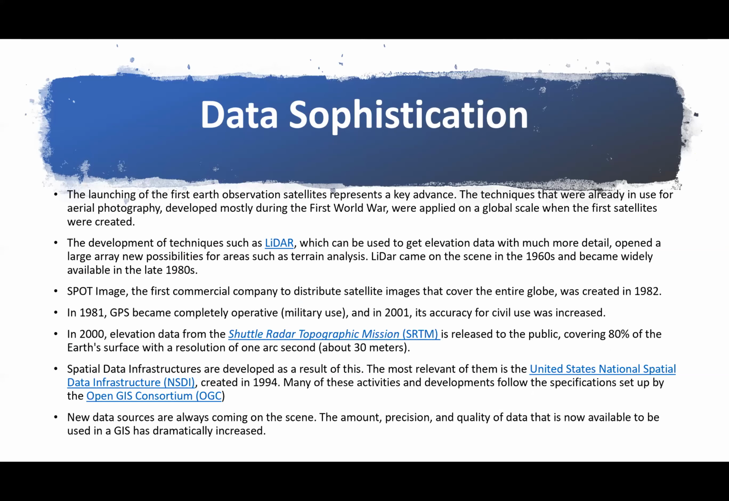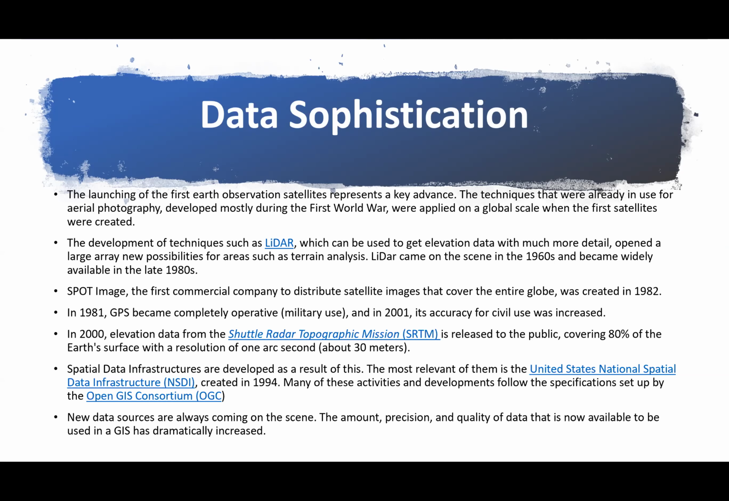But the launching of the first Earth observation satellites represents a key advance. And so the techniques that were already in use for aerial photography developed mostly during the First World War. And again, as I mentioned, the role of the military in some of our first US maps and maps in general were applied on a global scale when the first satellites were created. We have different techniques associated with satellite imagery.